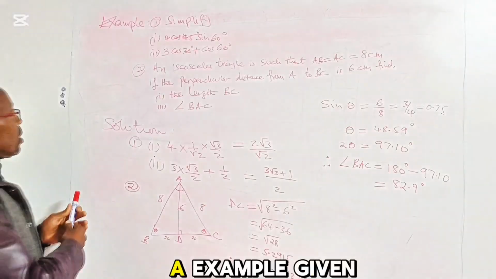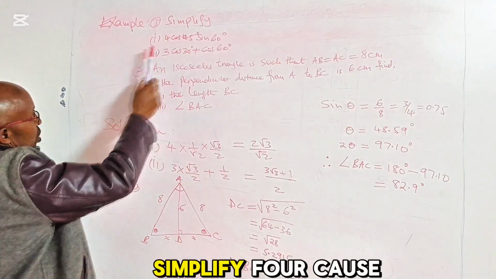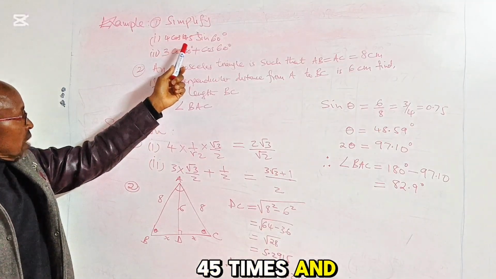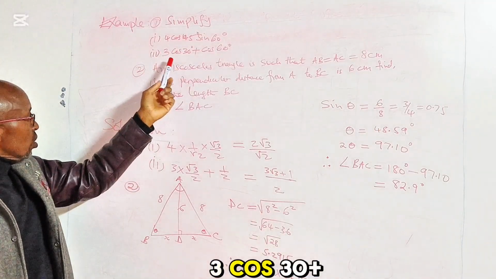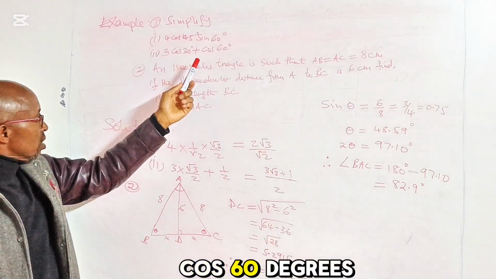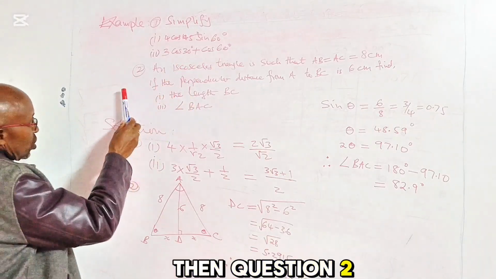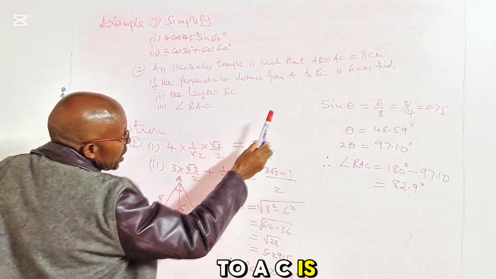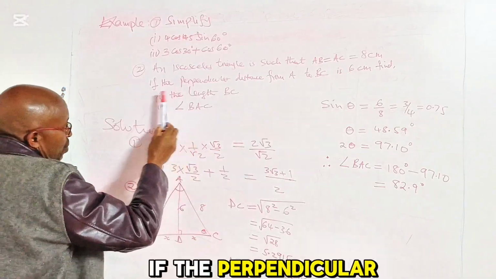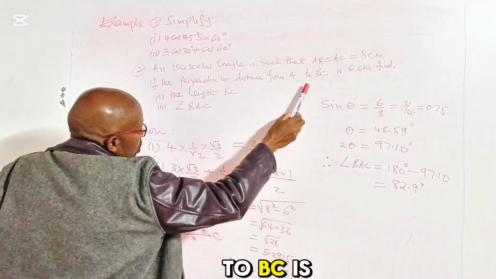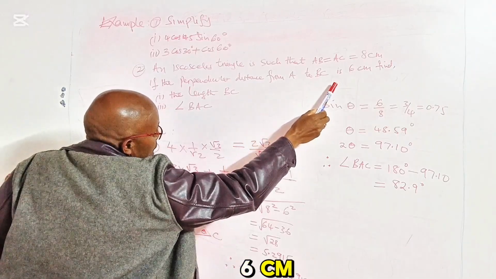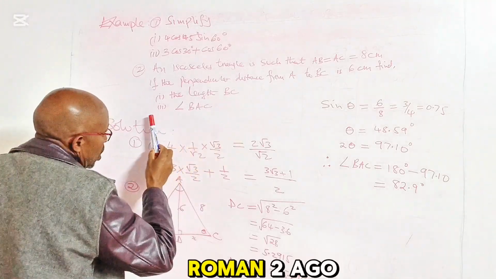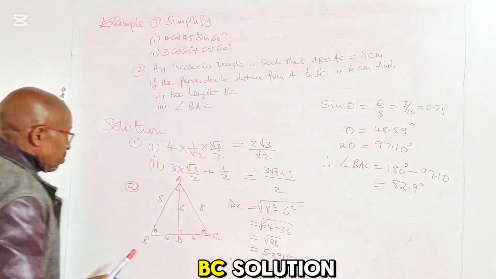Example given here: you have to simplify, part 1, 4 cos 45 times sine 60, then part 2, 3 cos 30 plus cos 60 degrees. Then question 2, we are given an isosceles triangle such that AB is equal to AC is equal to 8 centimeters. If the perpendicular distance from A to BC is 6 centimeters, find, Roman 1, the length of BC, Roman 2, angle BC.